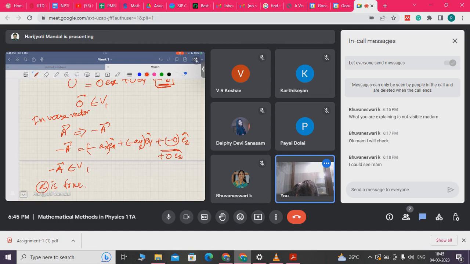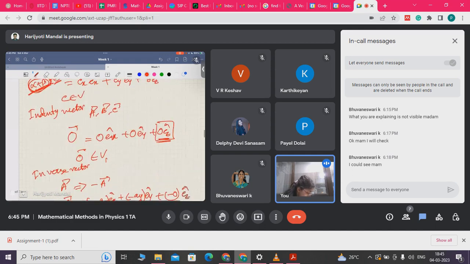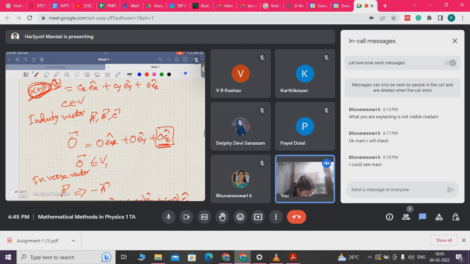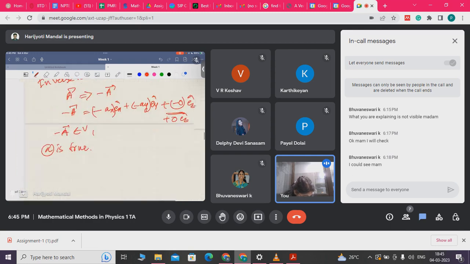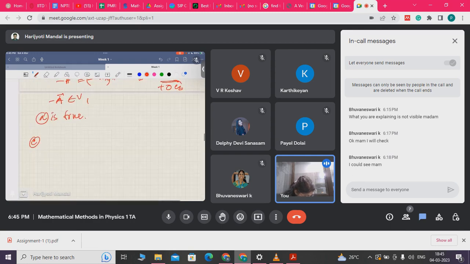The next condition is... okay. And also if you want to check the third condition, the identity vector, here the coefficient of Ez has to be 0, but we need 1. So 0 will not belong to that vector space V2. Let us say that vector space is V2.